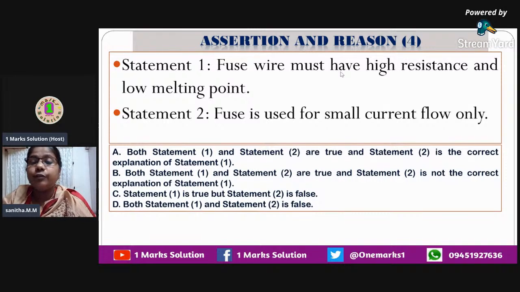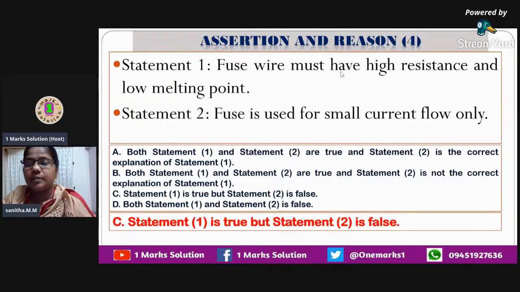Next one: the fuse is used for small current flow only. No, not at all. So the second statement is false and the first statement is true. So regarding the fuse, you should know all these things: the fuse wire, and what is the importance of the fuse wire. All of you know that, I think. So here the answer is option C.